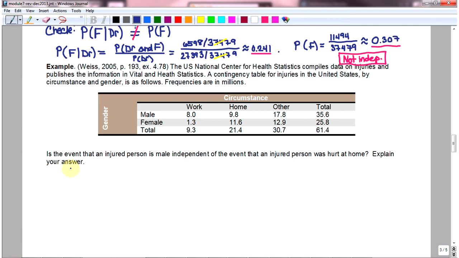Okay, well again, we have to prove one of those 4 cases that we talked about earlier. So I want to check if the probability that the injured person was male, let's say given that the person was injured at home, we would need to check to see if this is equal to the probability that the injured person was male. If these are equal, then that means that these are independent events.